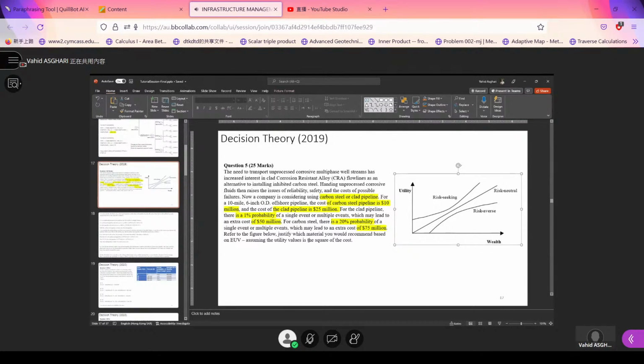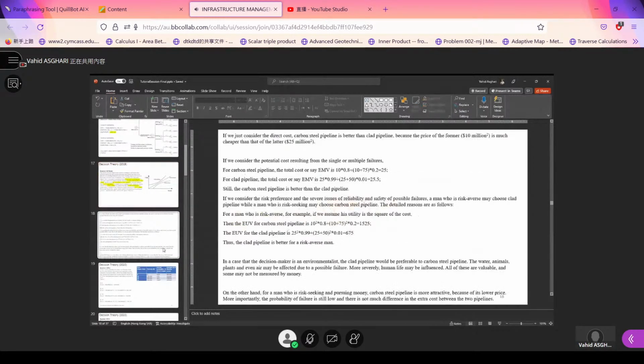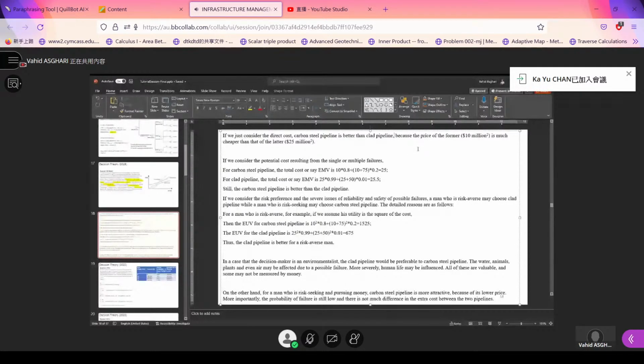Instead, try to focus on the important parts, try to discuss it clearly and highlight the important parts. Let's see what was the solution provided by Dr. Shu. So the first point to be highlighted is that if we just consider the direct cost, carbon steel pipeline is better than the clad pipeline because it's cheaper, right? This is point one.